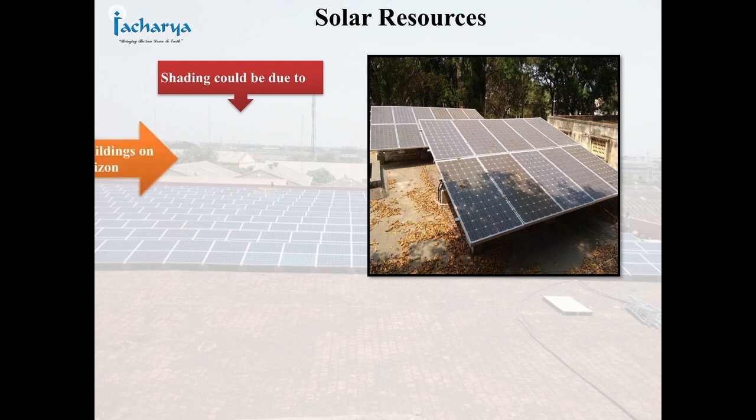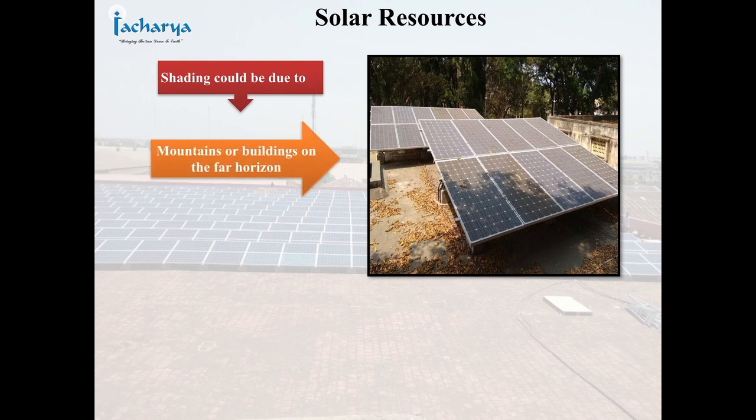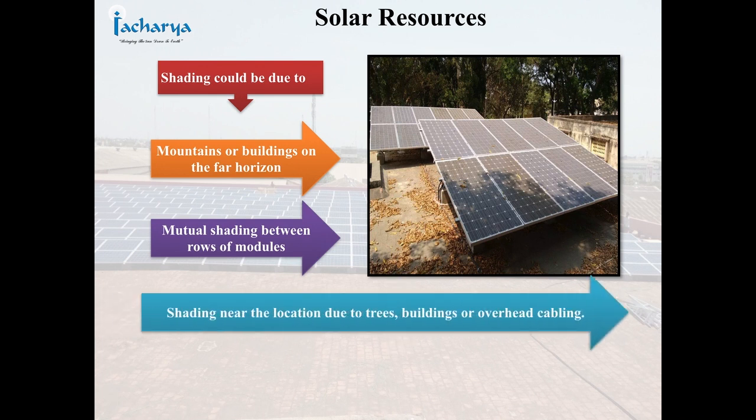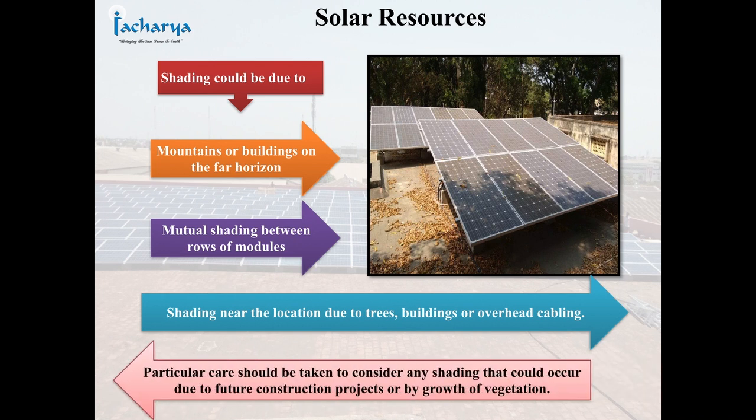Shading could be due to mountains or buildings on the far horizon, mutual shading between rows of modules, or shading near the location due to trees, buildings, or overhead cabling. Particular care should be taken to consider any shading that could occur due to future construction of projects or by growth of vegetation.